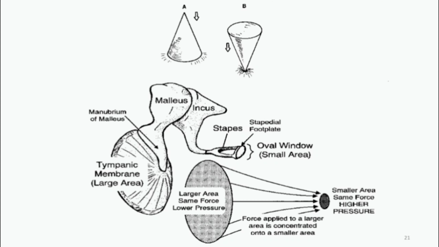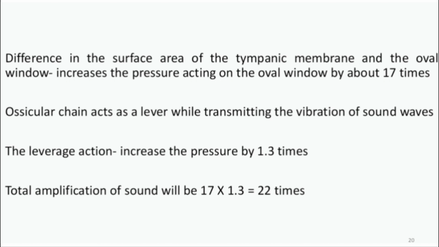Because the tympanic membrane has a larger surface area, but the footplate of stapes has a smaller surface area, the footplate has to exert a greater pressure compared to the tympanic membrane. The surface area of the tympanic membrane is 55 square millimeters, and the surface area of the footplate of stapes is only 3.2 square millimeters. That's why the force exerted by the footplate of stapes is 17 to 22 times the force exerted by the sound waves on the tympanic membrane.